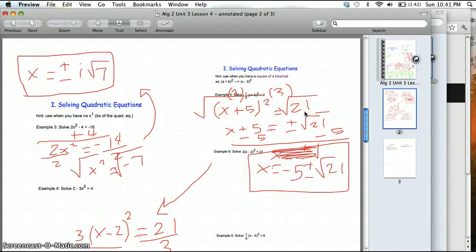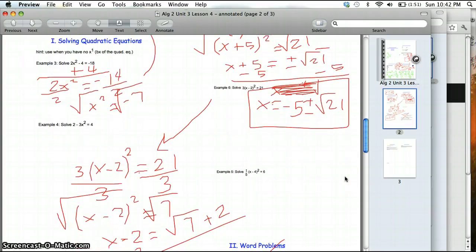Now the square root of 21 you can't simplify, so you've got to keep it that way. So I went ahead and square rooted both sides, and I got x plus 5 equals plus or minus the square root of 21. I subtract 5 from both sides because I want to get x by itself. So I subtracted 5, and I got x equals negative 5 plus or minus the square root of 21.